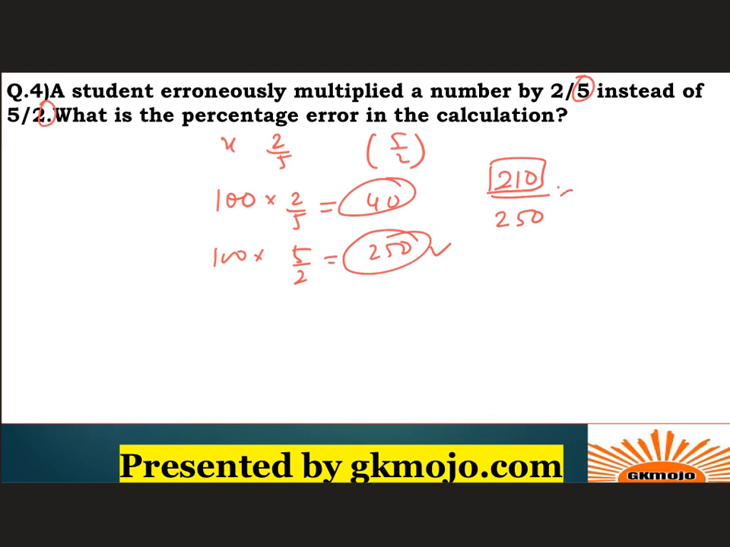Just multiply this by 100. Correct? So, you'll get the percentage from this. 5 5s are, 5 2s are. Correct? When you multiply, you'll get 420 by 5. You'll get 84% as the answer. Hence, the percentage error in calculation is 84%.